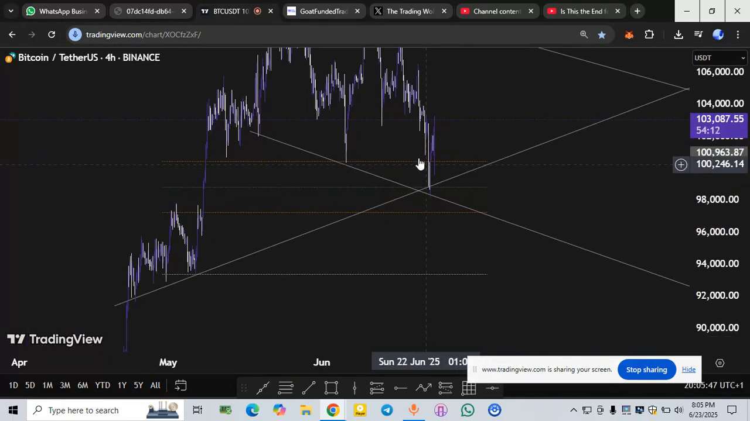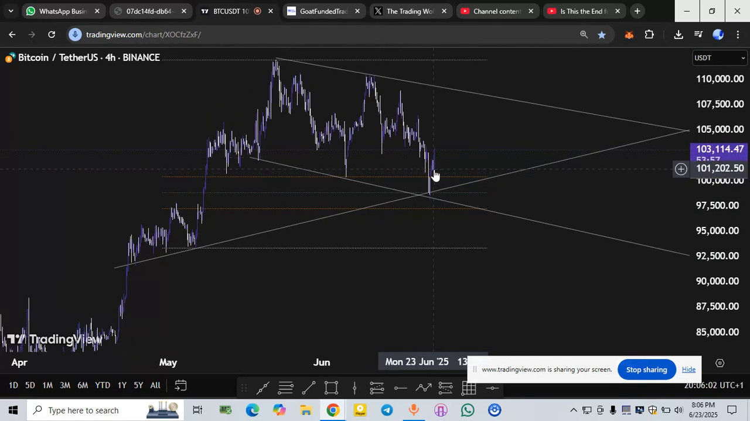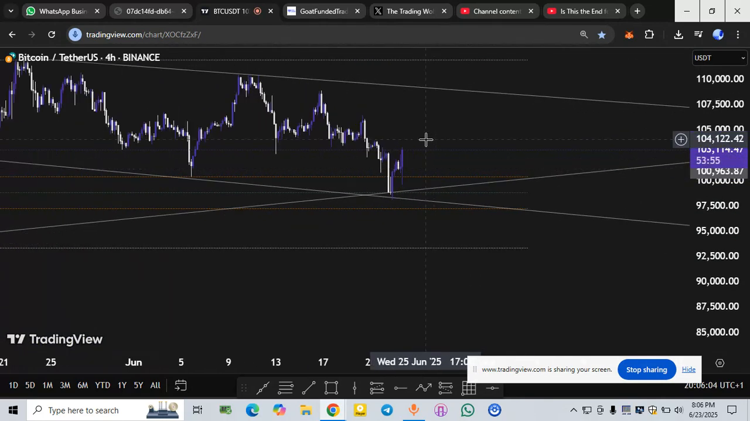As you can see, I told you guys that whenever you see two trend lines intersecting in the same place, you must watch out for a reaction in that area. It normally leads to a massive breakdown or massive pump. All right, so as you can see, once price came down and tapped that trend line, we started seeing some reaction.